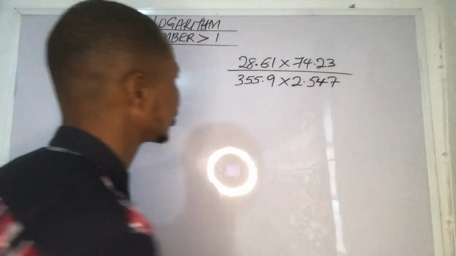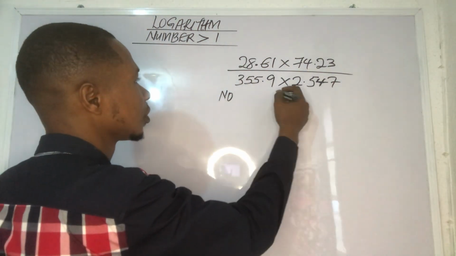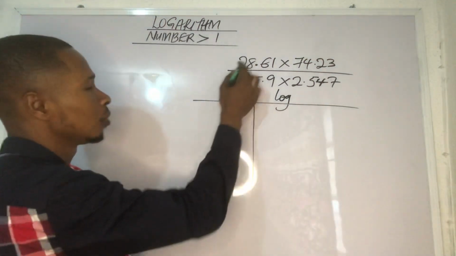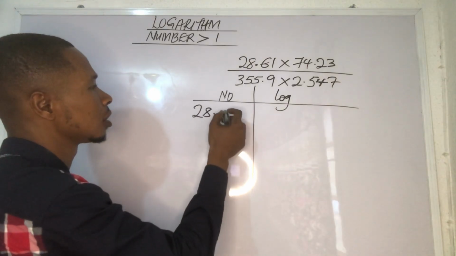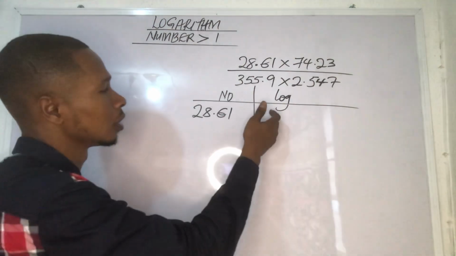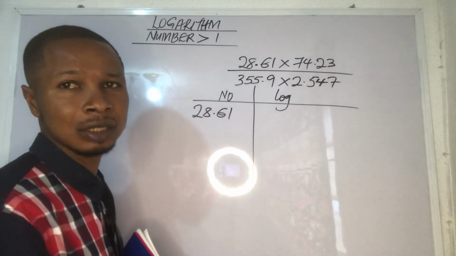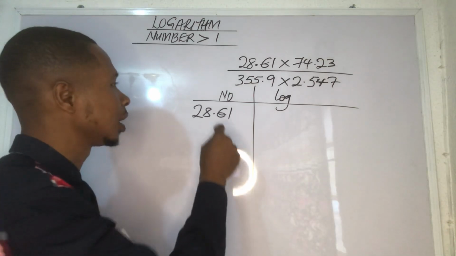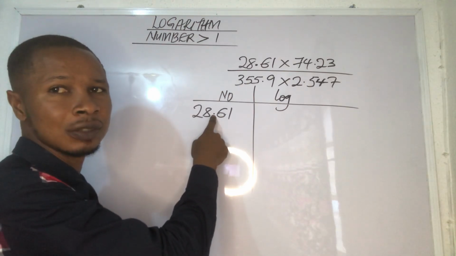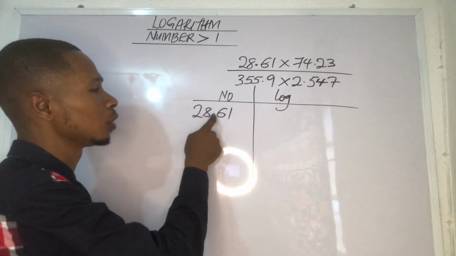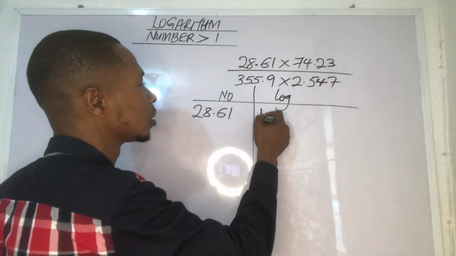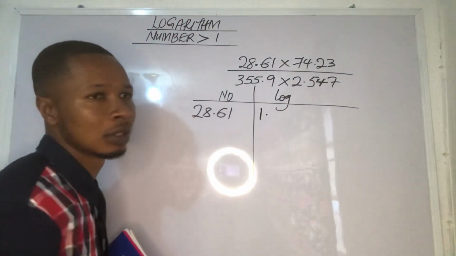To write your number, then you have log. The first number, which is this one, you have 28.61. Then this part, you need to find your characteristics and mantissa. To get your characteristics, you need to move this point to the front of the first non-zero digit. The first non-zero digit here is 2, so the point will move once to this place. So in that case, the characteristics will be 1. So you have 1 point.